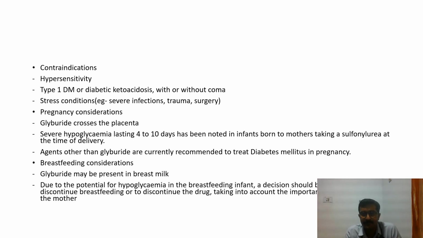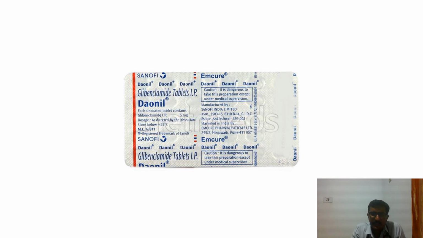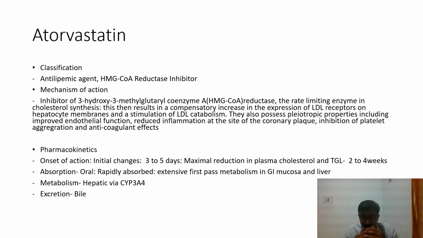So this is Tab Daonil, as you all can see. It's a Glibenclamide, a 5 milligram tablet. Next we can discuss Atorvastatin.